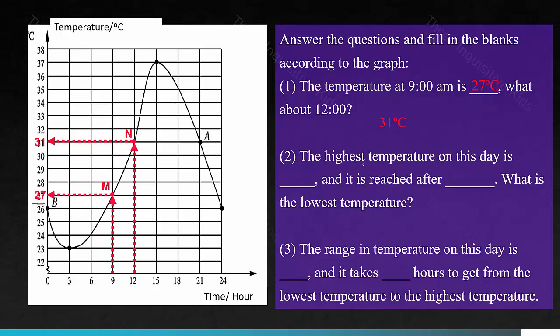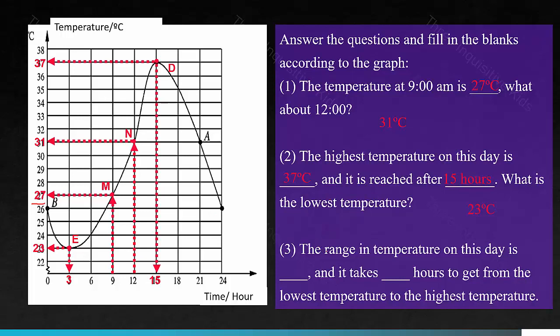Number 2. The highest temperature on this day is blank, and it is reached after how many hours? What is the lowest temperature on this day? As you can see, the highest temperature on this day would be this very top point, point D. That's 37 degrees. And when you look down to see the x coordinate of point D, you can see that it is reached after 15 hours. And the lowest temperature would be at point E, 23 degrees Celsius.